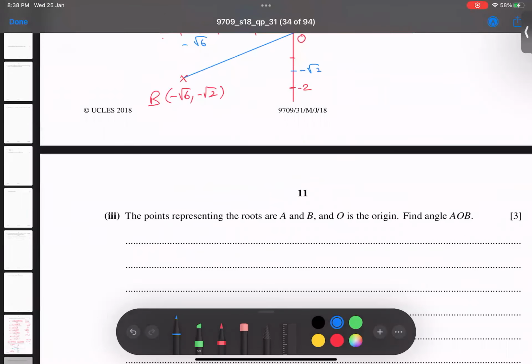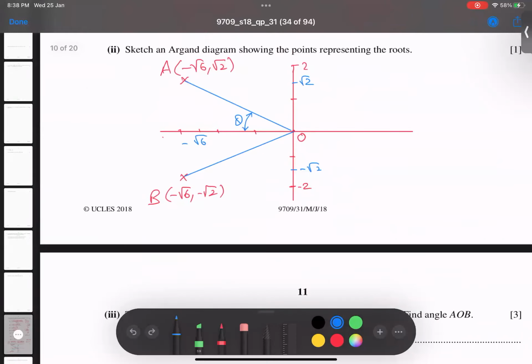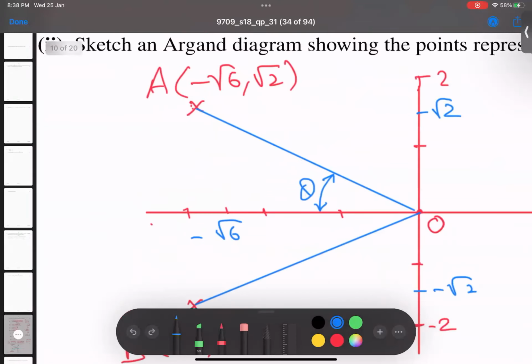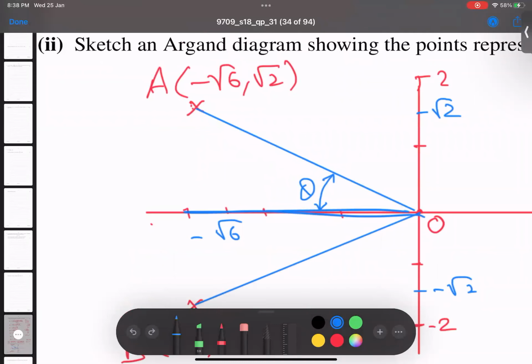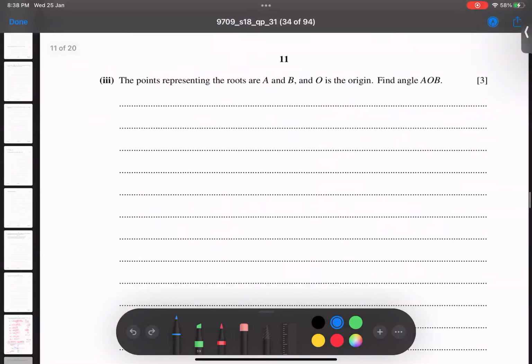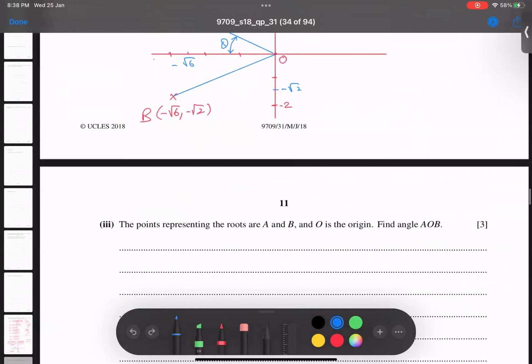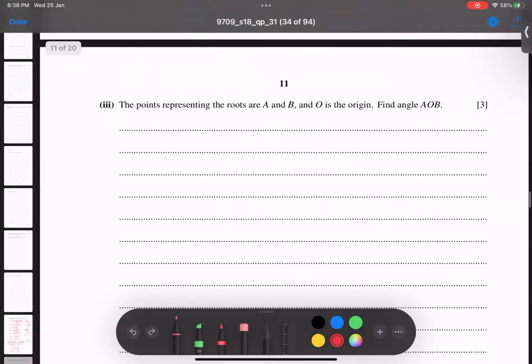He's saying to find angle AOB. So let's see how we can find it. I think this is a very clear approach. I make this triangle separate. I hope you can see this triangle clearly: this side is root 6 and this side is root 2. So I got a right angle triangle. This is root 6 and this is root 2. No need to write positive or negative signs because negatives are understood, as I'm going by the length only.